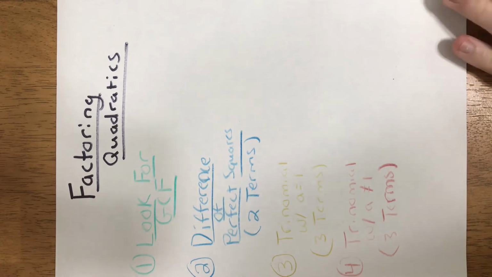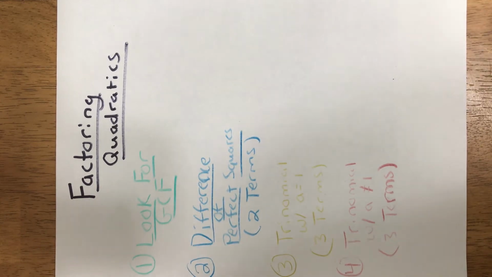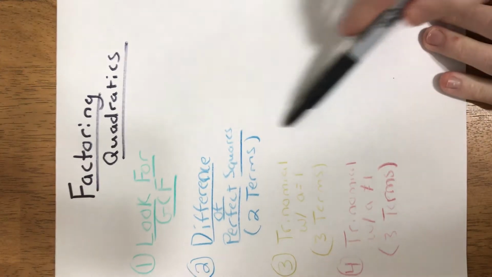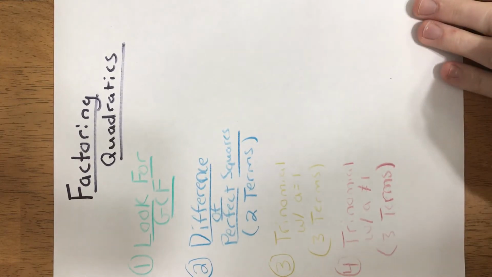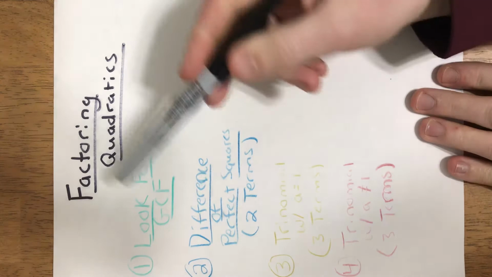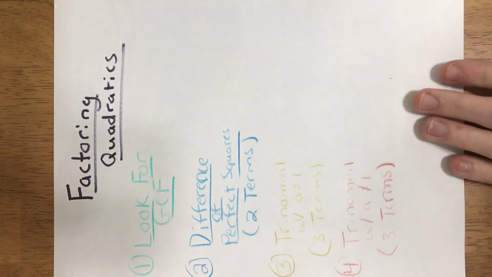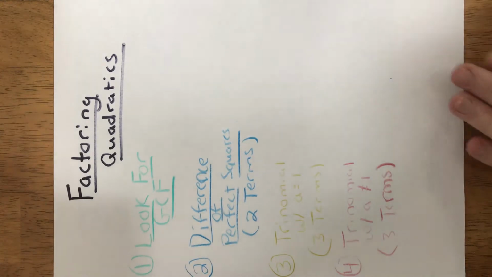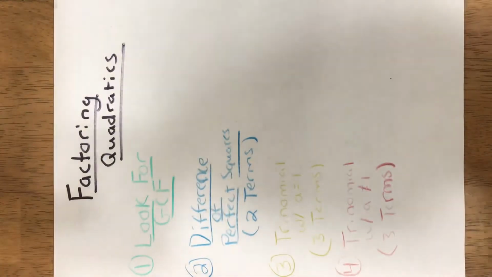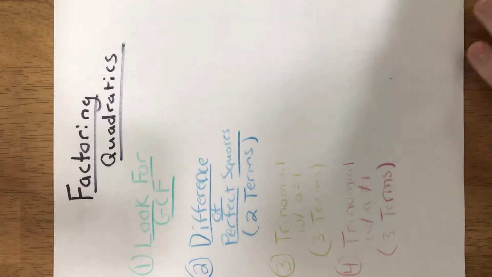All right, so when we factor quadratics, there's 4 things that we're going to look for. We're going to run down a checklist. The first thing you're always going to do is look for your GCF, that's your greatest common factor. So if there's a greatest common factor, we need to take that out. Okay? If not, we just move on down the list.